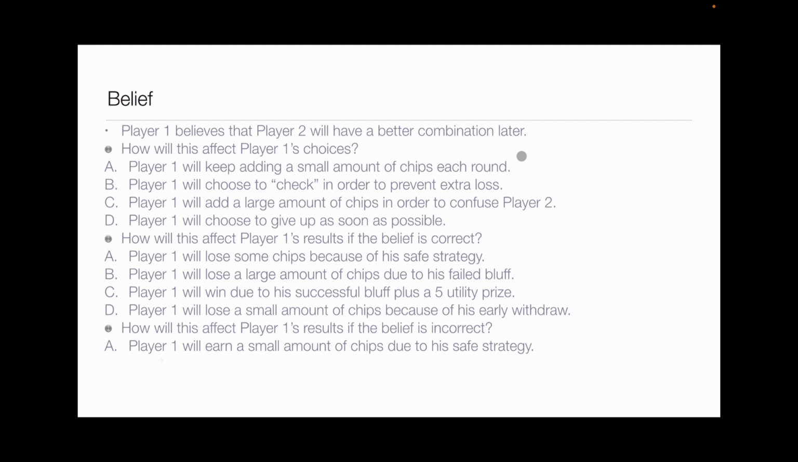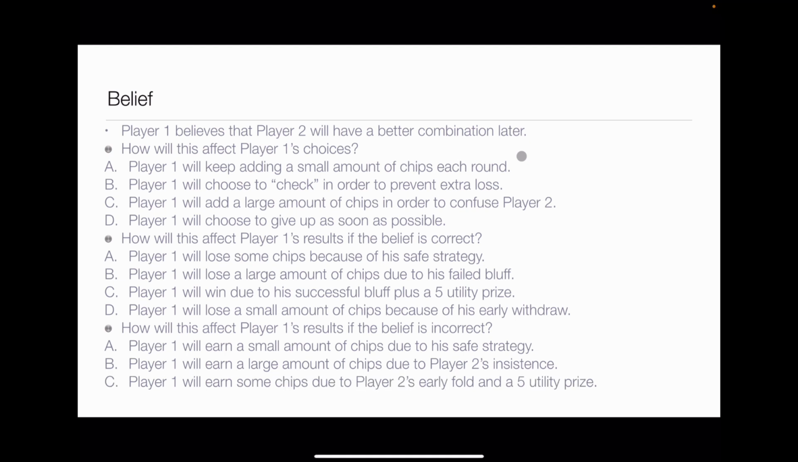However, if player 1's belief is incorrect, player 1 may only earn a small amount of chips due to his safety strategy. Player 1 may earn a large amount of chips due to player 2's insistence. Player 1 may earn some chips due to player 2's early fold and a 5 utility prize. Or player 1 will lose the game and get a 5 utility penalty for false belief.